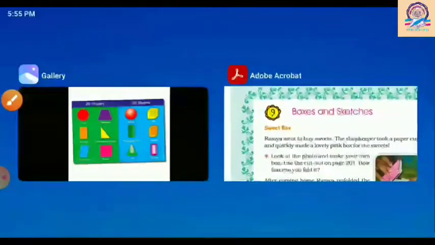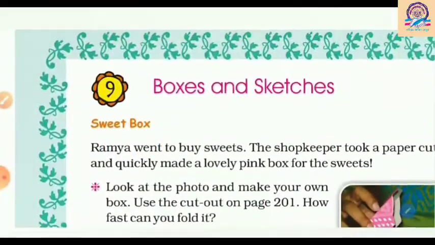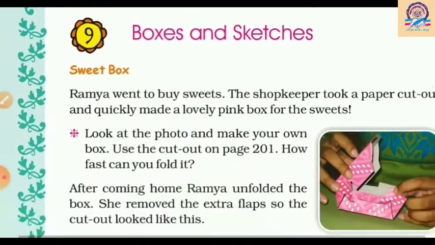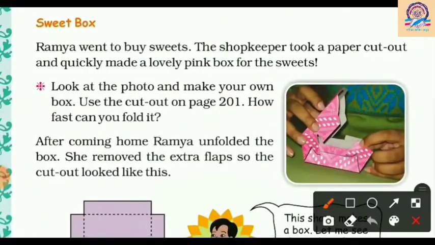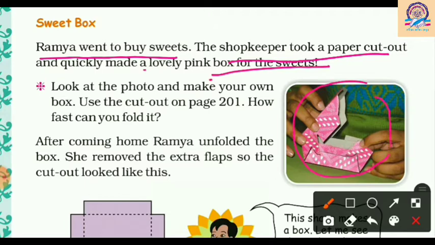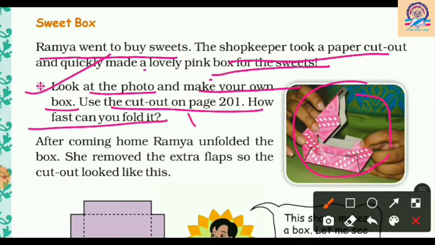Now let's go further. Chapter 9, Boxes and Sketches, starts with the topic Sweet Box. Let's read it out first. Ramya went to buy sweets. The shopkeeper took a paper cutout and quickly made a lovely pink box for the sweets. As you can see in the photo, the shopkeeper has made a beautiful box out of a paper cutout. So here they are telling us to look at the photo and make your own box. Use the cutout on page number 201. How fast can you fold it? This activity you can do at your home.